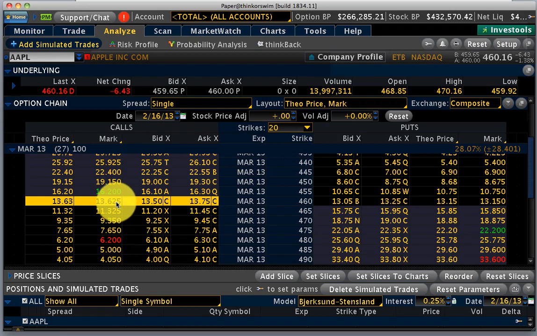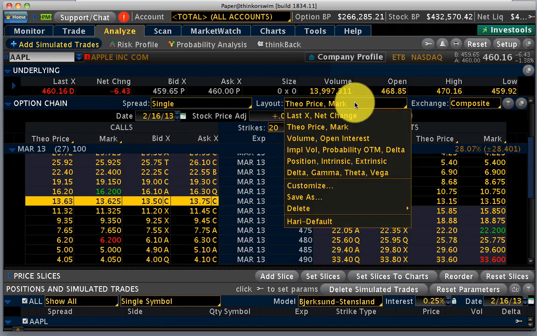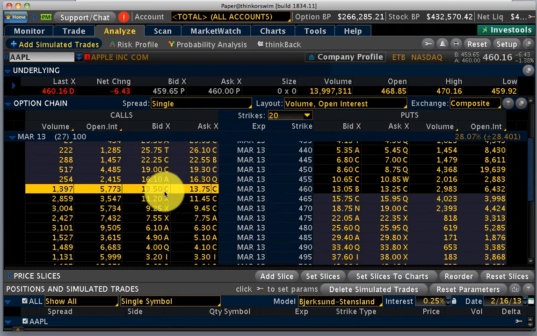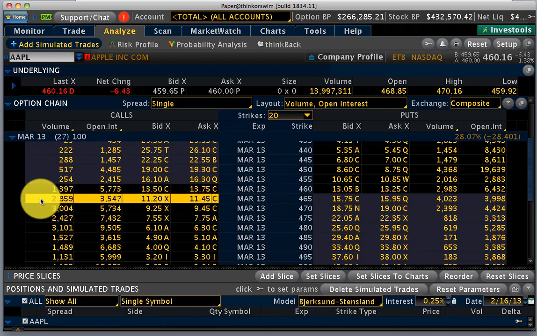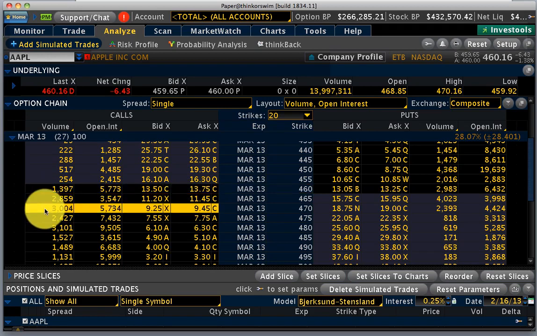I want to talk about volume and open interest, because this is something that's very important when it comes to options. Volume is pretty straightforward. Volume is the number of contracts that got traded on that particular day. So today is a Saturday, so the market is closed, but the volume that you see here obviously represents yesterday's volume. In this Apple contract, at this strike price, we had 1,397 contracts. We had 2,589 contracts here. We had 3,004 contracts here.